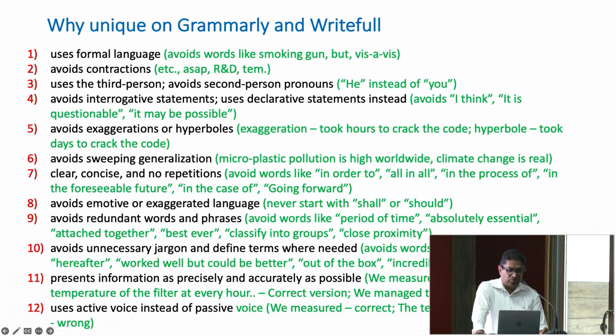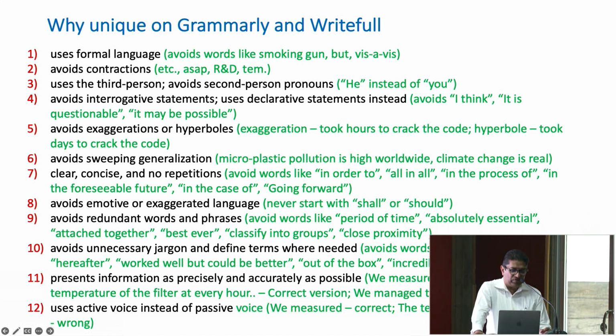Avoid exaggerations or hyperbole. An exaggeration is, for example, took hours to crack the code. So you say took hours. What do you mean by took hours? Nobody knows. But it can be written in newsletter articles, because you have to give that flavor for the reader to be glued to your article. But it is not the same when you go for a manuscript. And then hyperbole is when you try to exaggerate to a very high level. That's what we call hyperbole. Took days to crack the code. Sometimes you say years, years to crack the code. Again, that is not acceptable.